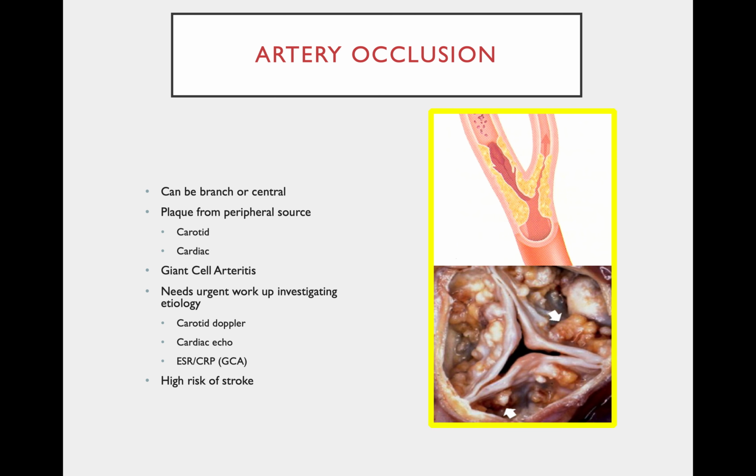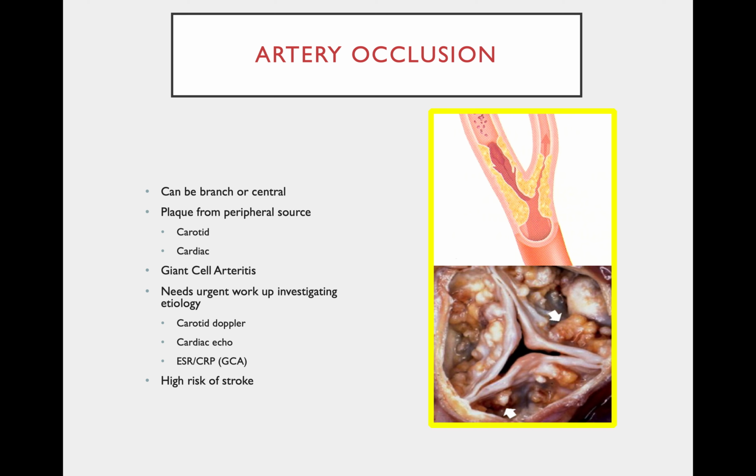Artery occlusions are a little different. These usually occur at a branch. These can also be branch or central, but they actually occur instead of from a clot or a thrombus. These are usually coming from an embolus, from a plaque, from a peripheral source.